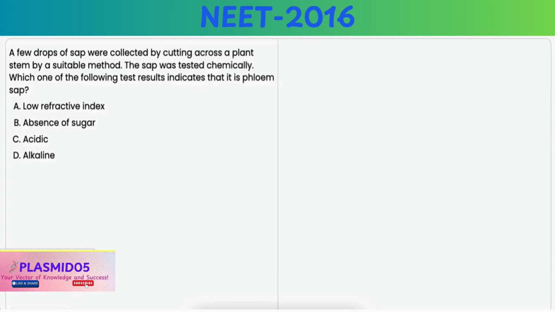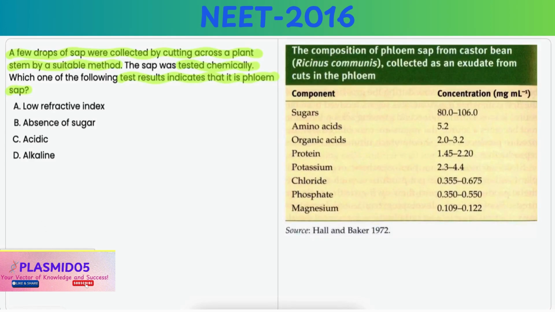In this question, it is given that a few drops of sap were collected by cutting across a plant stem by a suitable method, and then the sap was chemically tested. So, you have to identify which of the following test results indicate that it is a phloem sap. Now, phloem sap usually consists of water and sugars, amino acids, and other organic compounds. So, it has specific characteristics that help to identify it.